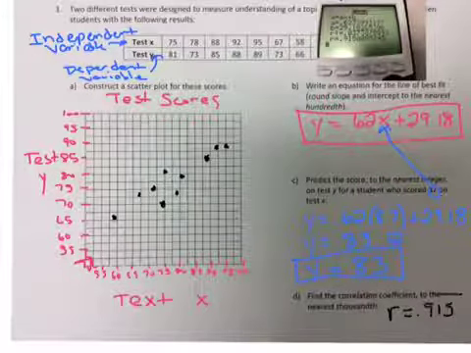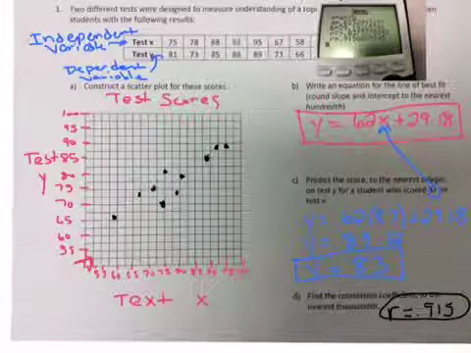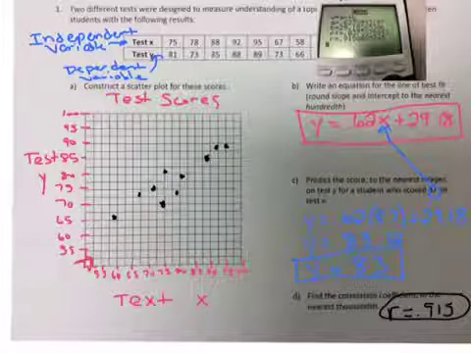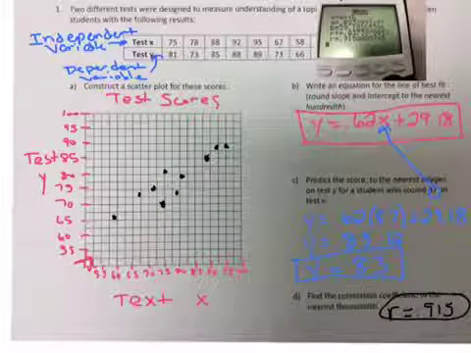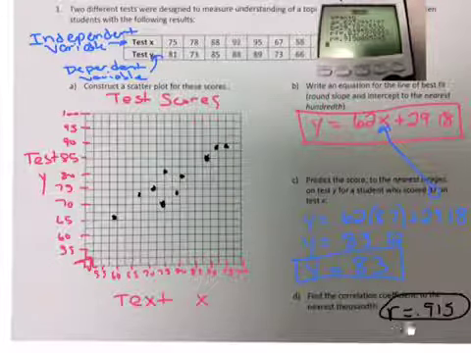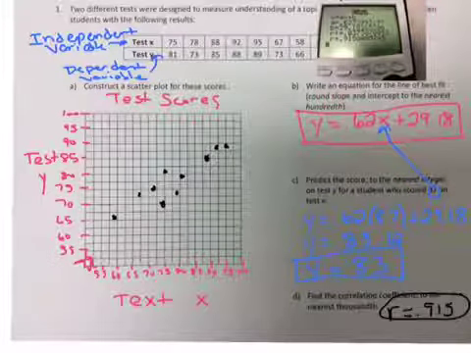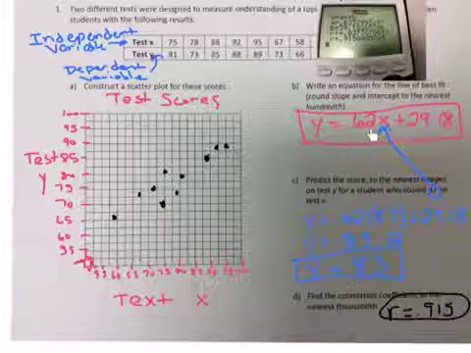So that's a really high correlation. That's really close to +1. So it means that if the students scored better on test X, they probably did better on test Y as well. And again, just want to reemphasize, a positive correlation coefficient means that the slope in your equation also has to be positive.